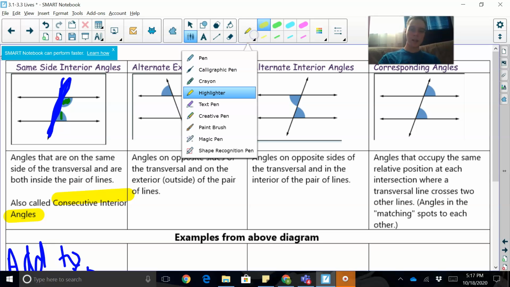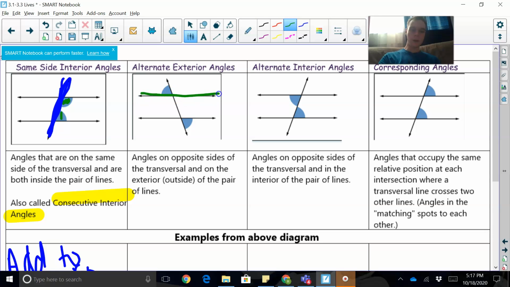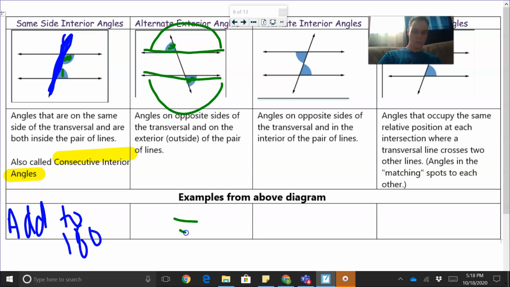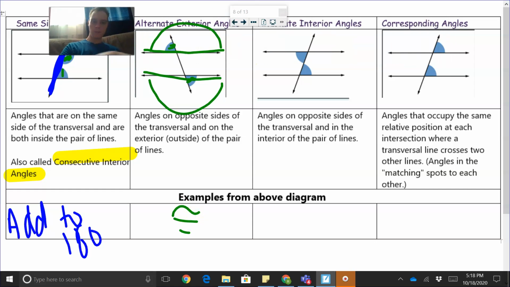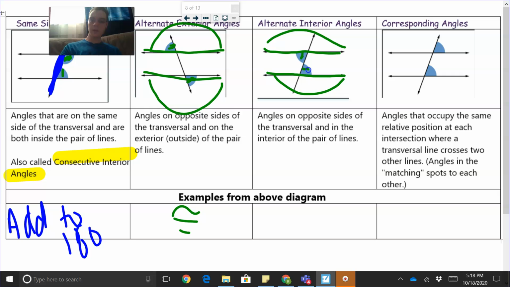Alternate exterior: those are angles that are both exterior to the parallel lines and on alternate sides of the transversal. So if I draw my buns, you can see that these are both on the outside. These here are congruent to each other. Alternate interior: these are both interior to the parallel lines and on alternate sides, and those are congruent to each other, my bad.